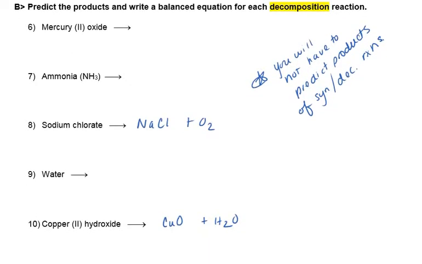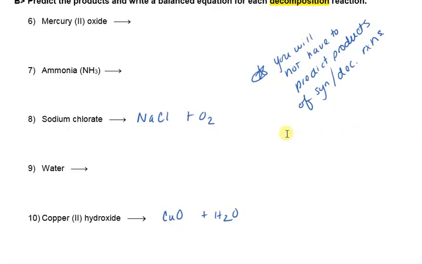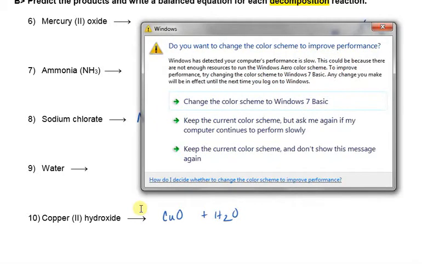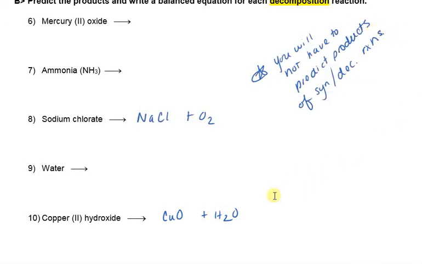The reason for that is because sometimes you get into these really confusing situations. Sodium chlorate ends up being NaCl, sodium chloride, plus oxygen gas. Copper hydroxide does an even funnier thing where it becomes copper oxide, my window basics. Both of them end up taking an oxygen from the copper hydroxide. So it gets really complicated. So you will not have to predict products with synthesis and decomposition reactions. You will be predicting products and writing balanced equations for single replacement.